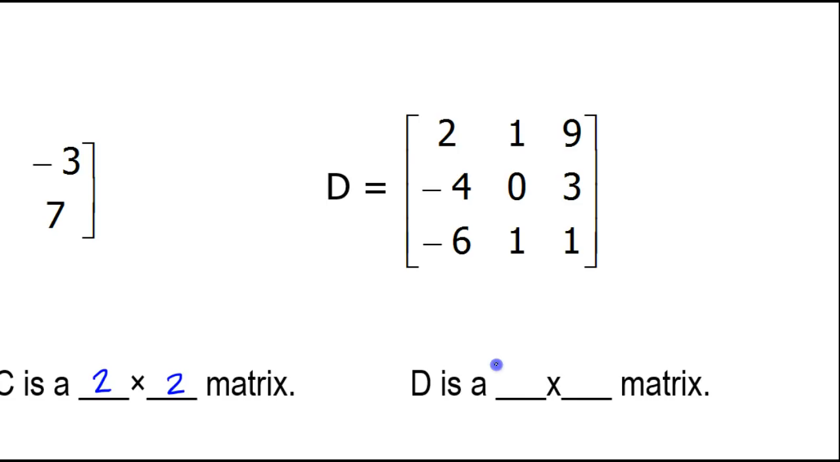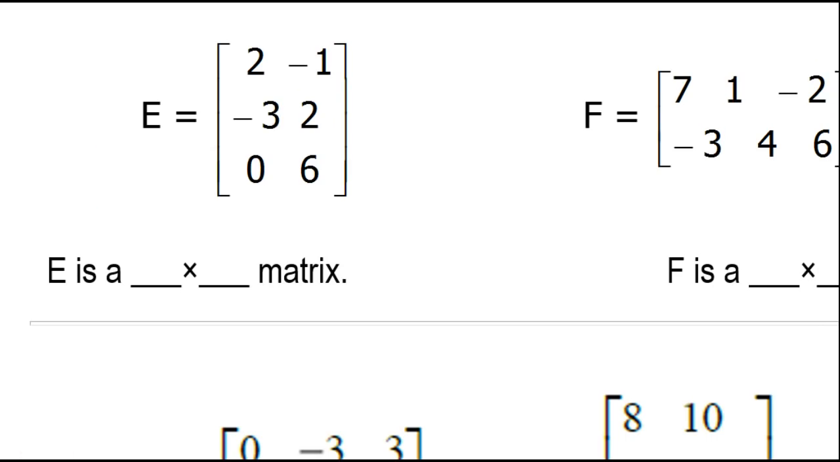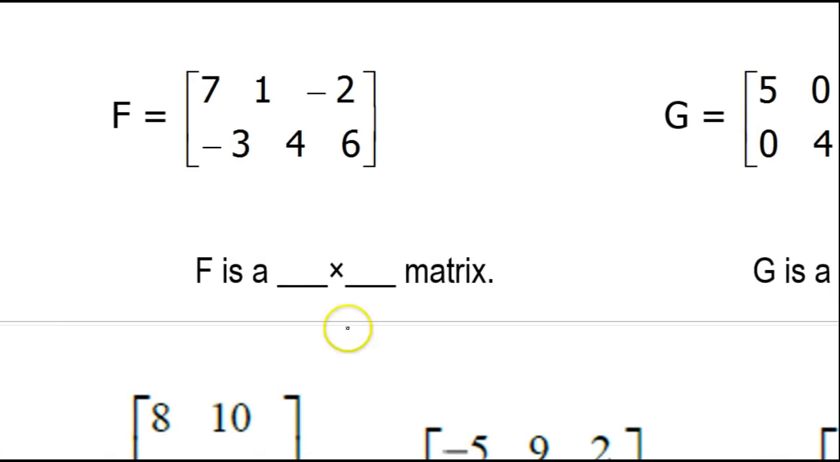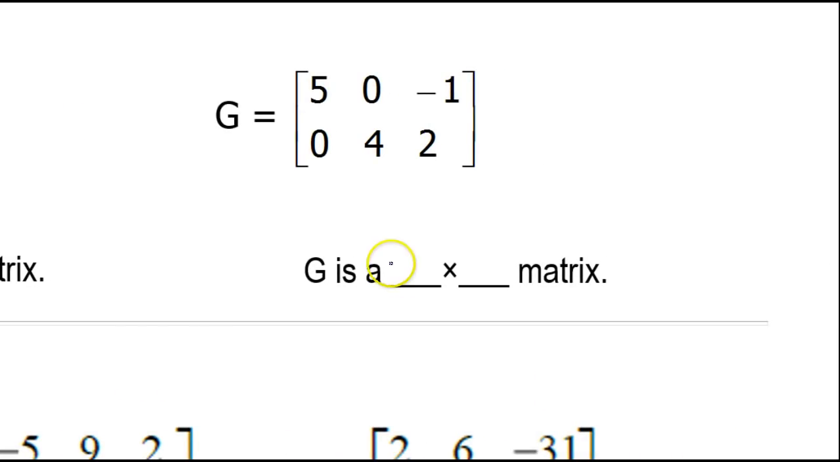Matrix D is also a square matrix. This is a 3 by 3 matrix because it has 3 rows and 3 columns. Matrix E is a 3 by 2 matrix because it has 3 rows and 2 columns. Matrix F is a 2 by 3 matrix because it has 2 rows and 3 columns. Matrix G is also a 2 by 3 matrix, 2 rows, 3 columns.